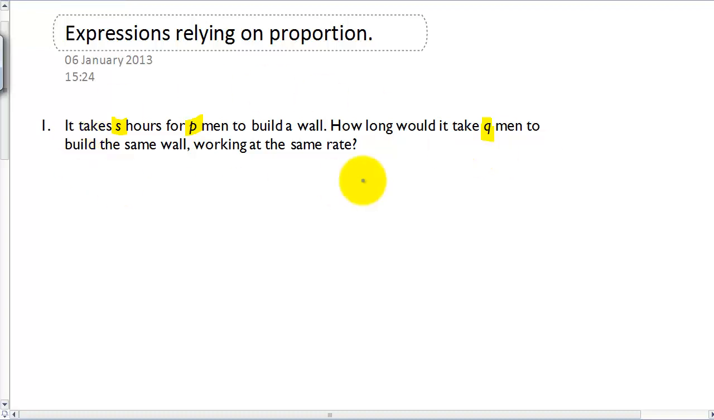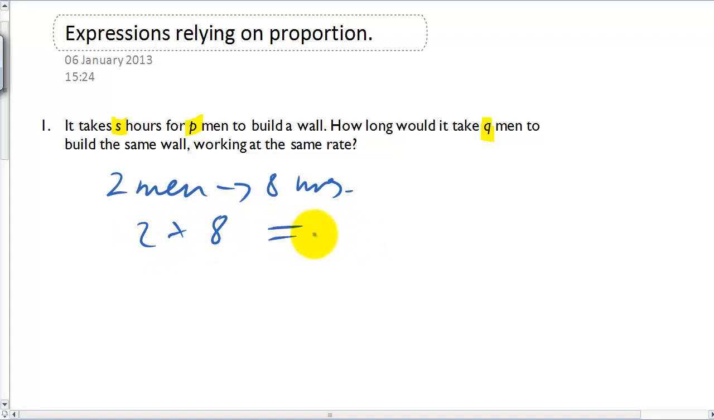What I'm going to do is to look at a couple of simple numerical problems before we go into the actual question on this. Let's say we had, for example, 2 men working on the wall, and it took them 8 hours to build the wall. So those 2 men would have used a total of 16 man hours to build the wall.